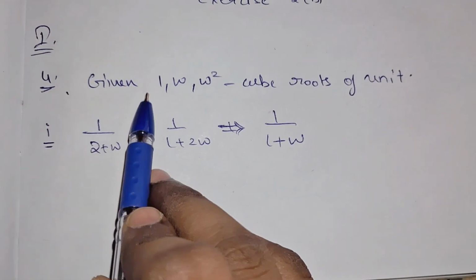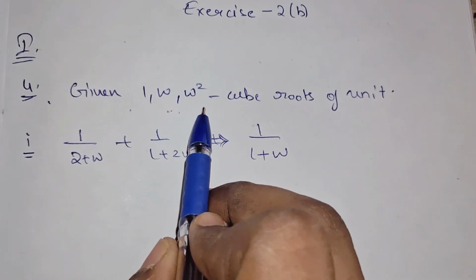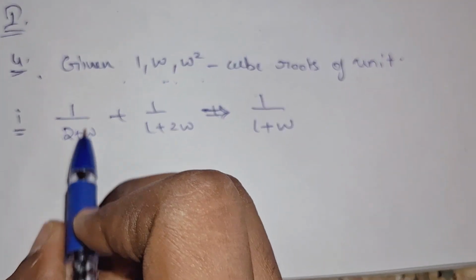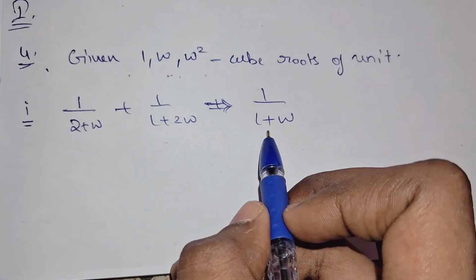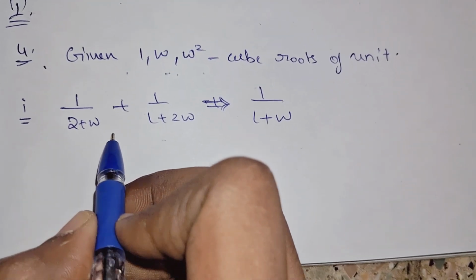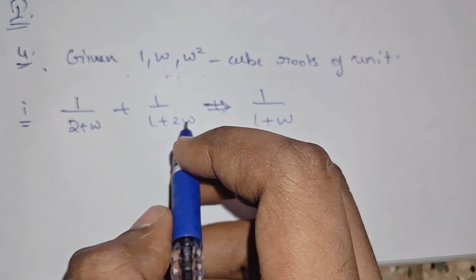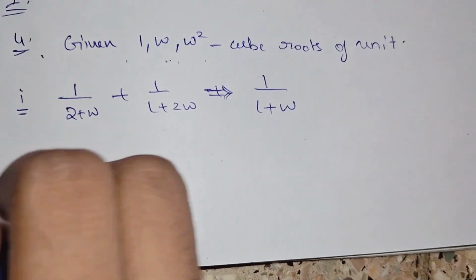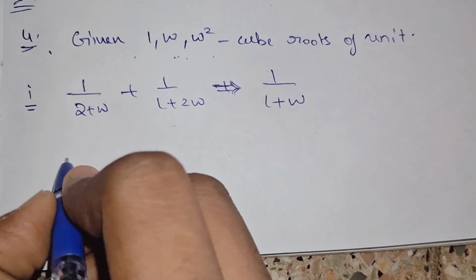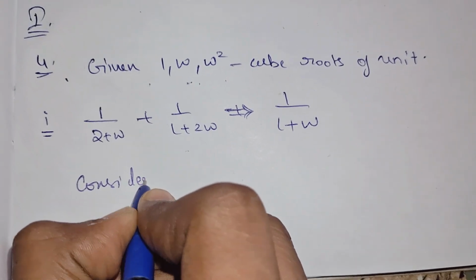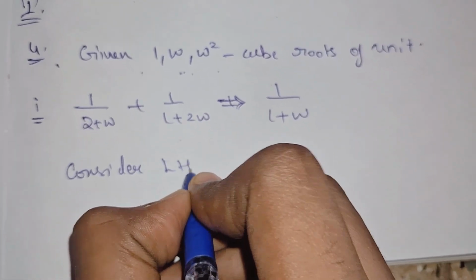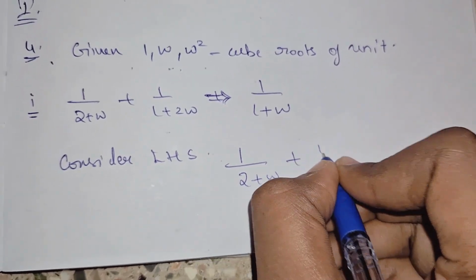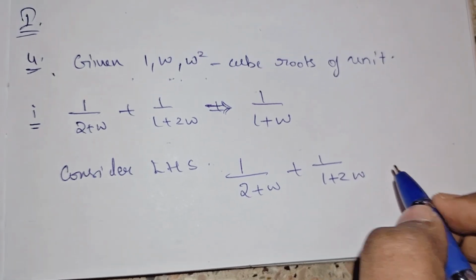Fourth question. Given that 1, omega and omega square are the cube roots of unity, then we have to prove that LHS is equal to RHS, that is 1 by (2 plus omega) plus 1 by (1 plus 2 omega) is equal to 1 by (1 plus omega). So for this, first we will consider LHS, that is 1 by (2 plus omega) plus 1 by (1 plus 2 omega).